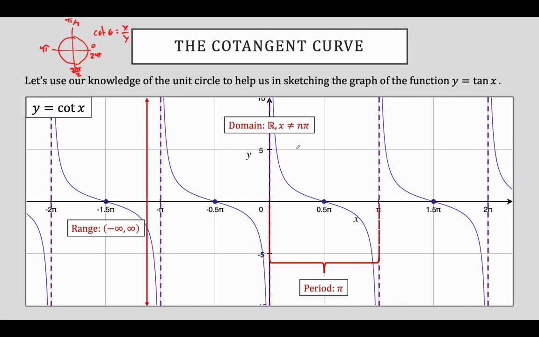Notice another acceptable domain would be all real numbers, except x cannot equal, pick whichever vertical asymptote you like the most. Maybe you like pi. X cannot equal pi plus n times however frequently they occur. We have a vertical asymptote every period, therefore it occurs every pi. That would be another acceptable answer.